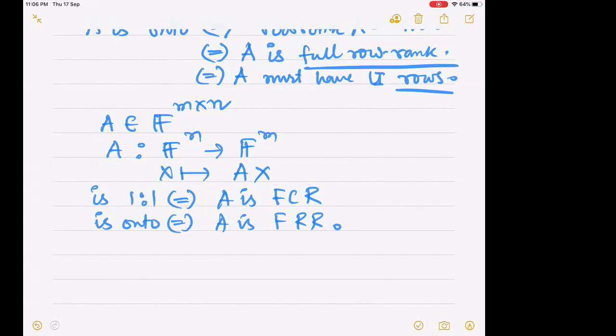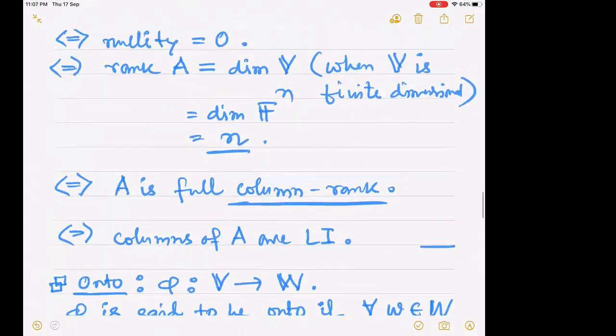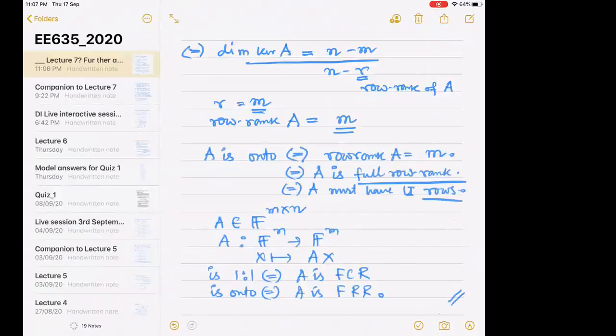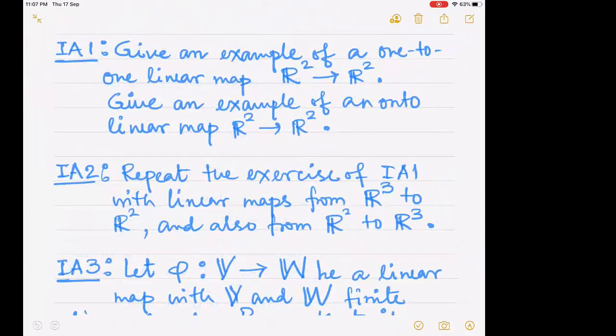Okay. So let us close this module at this point. We'll come back in the second module to learn more about these two properties. Before we close this module and you proceed to the next module, I would like you guys to solve some immediate attention problems, which happen to be the following. So once again, on one-to-oneness and onto-ness. First one says, give an example of a one-to-one linear map from R2 to R2. Give an example of an onto linear map from R2 to R2. Repeat the exercise when the sizes have changed.